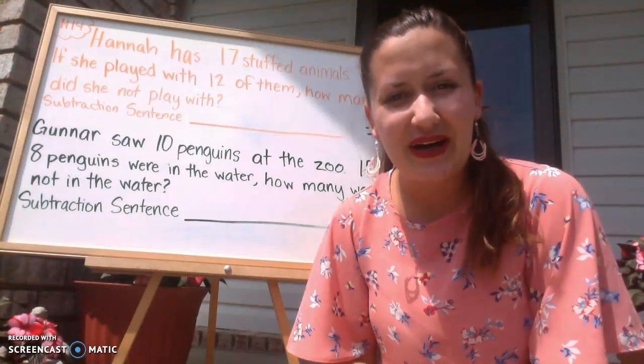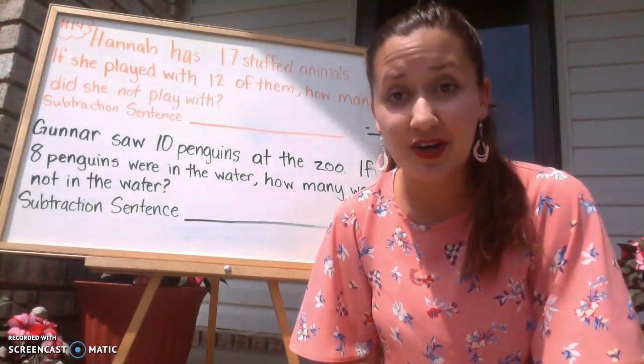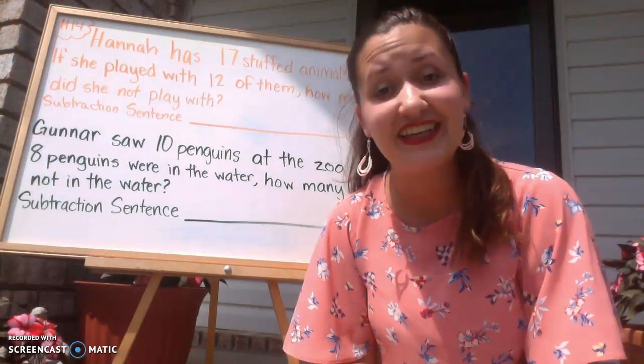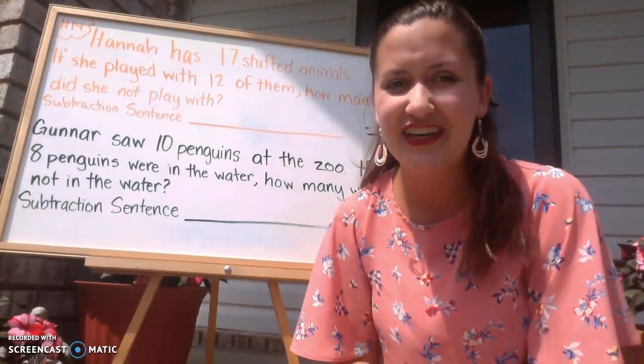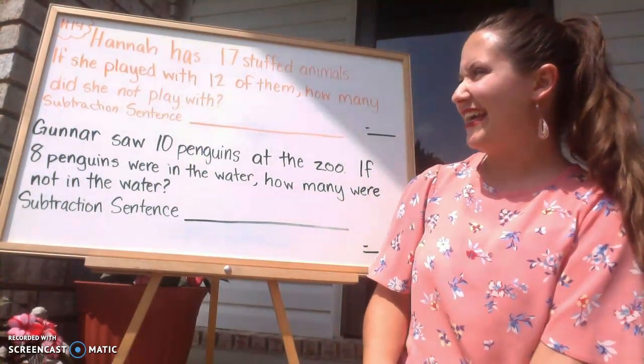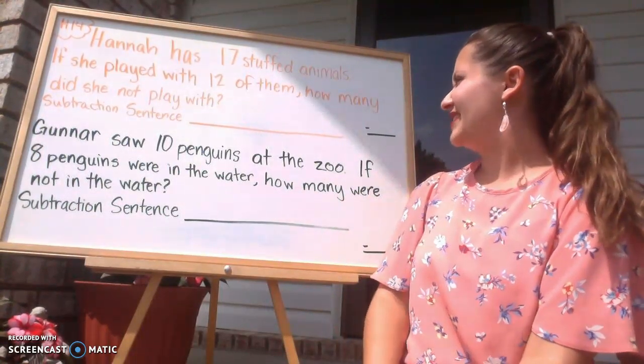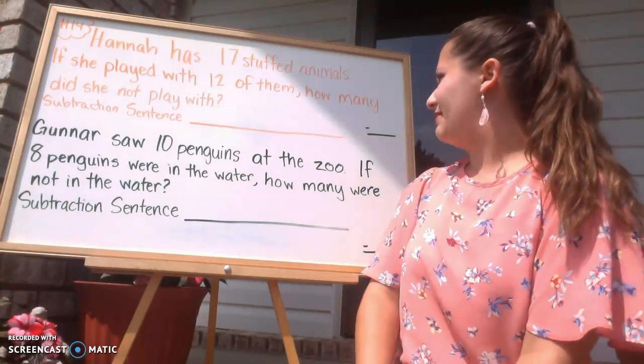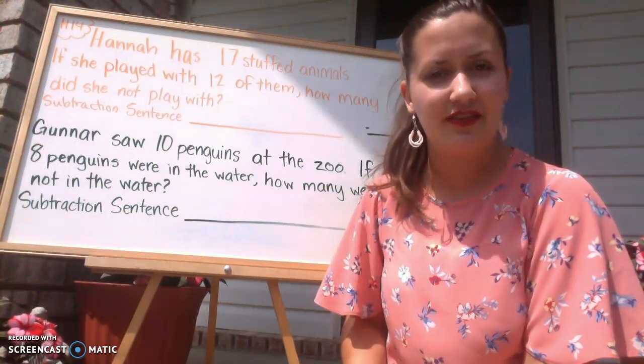Okay, so now we're going to look at these word problems and we're going to come up with our subtraction sentences and solve our subtraction sentences for these problems. So let's read the first one. Hannah has 17 stuffed animals. If she played with 12 of them, how many did she not play with?